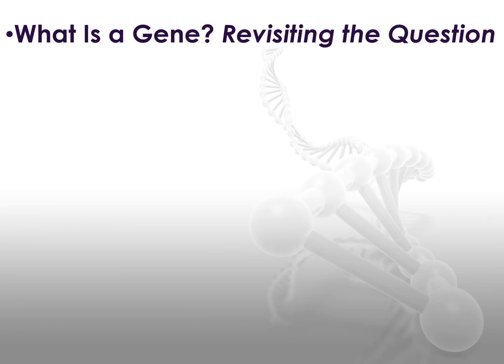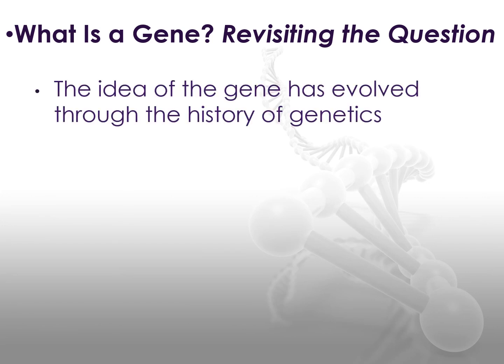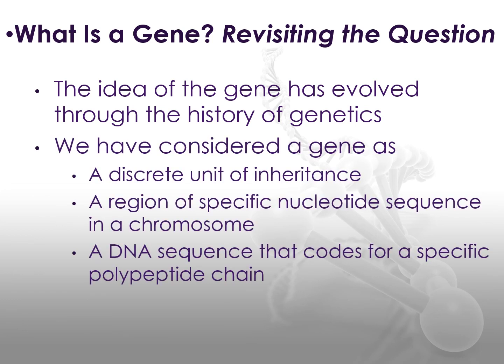Now let's revisit the thought of a gene. We talked about that, of course, in chapters 14 and 15. The idea of what a gene is has evolved throughout the history of genetics. It was first considered just a discrete unit of inheritance, then a region representing a specific nucleotide sequence in a chromosome. But later, it became more like a DNA sequence that codes for a specific polypeptide chain.